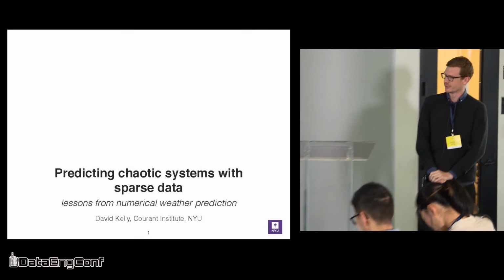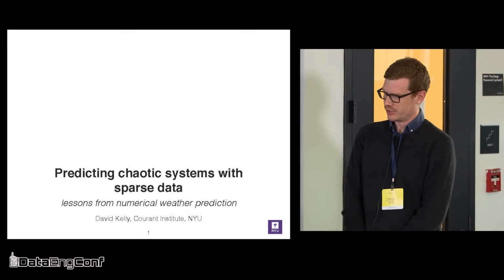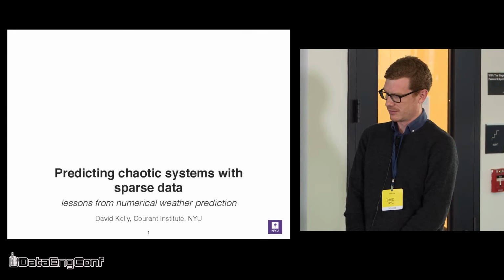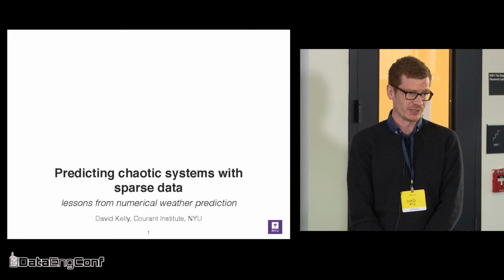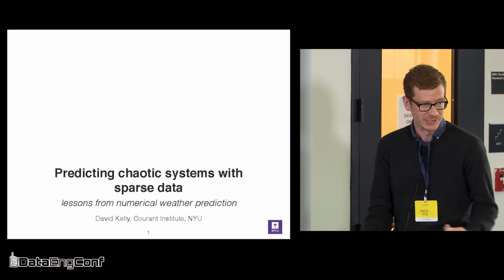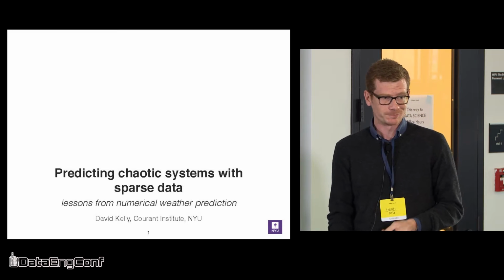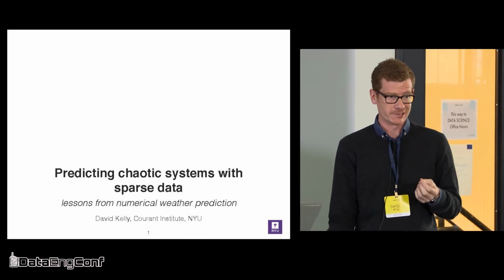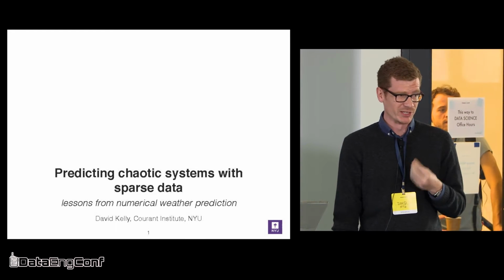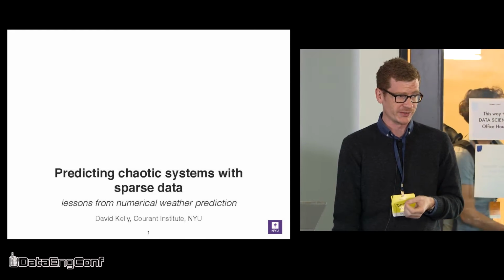So yeah, today I'm going to talk about a problem which really is used a lot in numerical weather prediction, but it's a lot bigger than numerical weather prediction. Numerical weather prediction is already big, but this is a very generic problem. It's a problem that is relevant to data scientists, I think. It's a problem where you want to make predictions, but your data is very sparse.